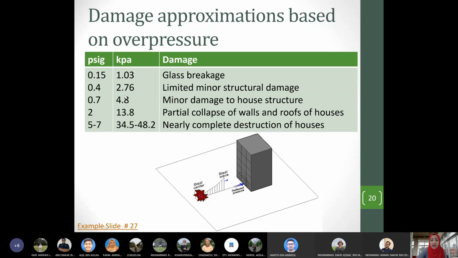Okay. At a higher overpressure, let's say 2.76 kilopascal, you will have a little bit of minor structural damage, for example, damage on the columns and the walls. At a higher magnitude, at 4.8 kilopascal, you will have minor damage to the house structure. At 13.8 kilopascal, you have partial collapse of walls and roofs of houses, and complete destruction of houses will occur at an overpressure of 34 kilopascal and higher.